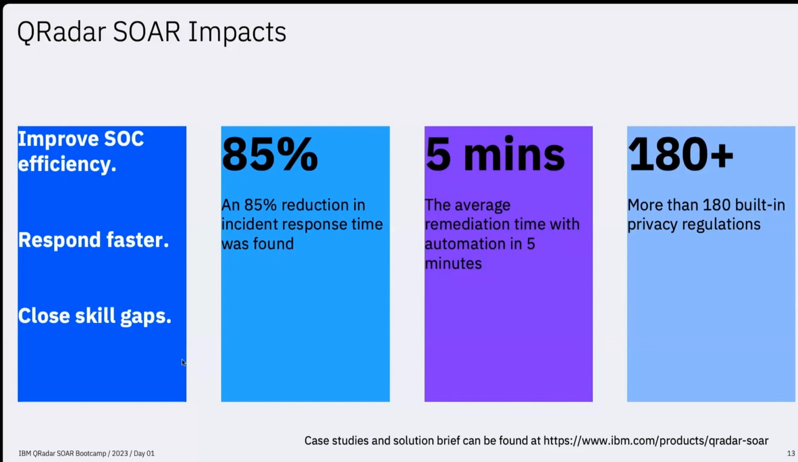And privacy regulations: 180 plus built-in privacy regulations. In case of a data breach, let's say the data caters to different regulatory bodies and is scattered over different geographies. What kind of rules are applicable to that data while doing the remediation steps? All of that is taken care of by the solution, QRadar SOAR. And if you want to have a look at the case studies and solution brief about the metrics seen on the screen, you can go to the link that I've given and find them there.